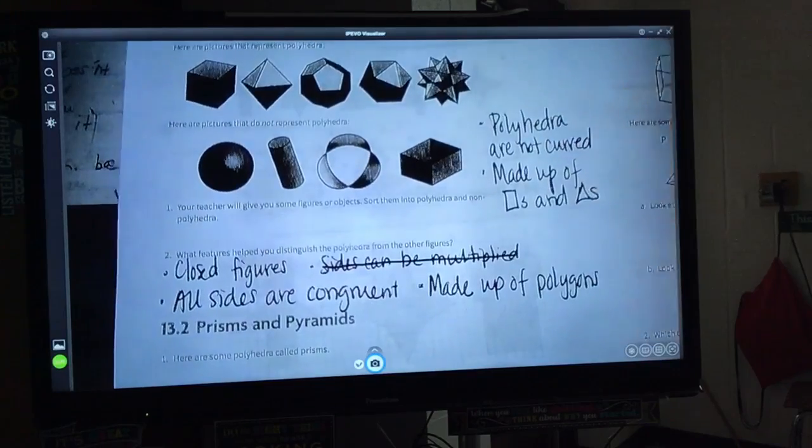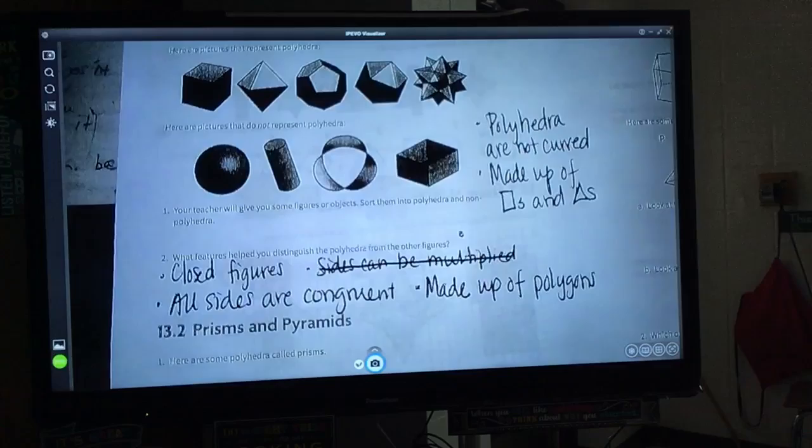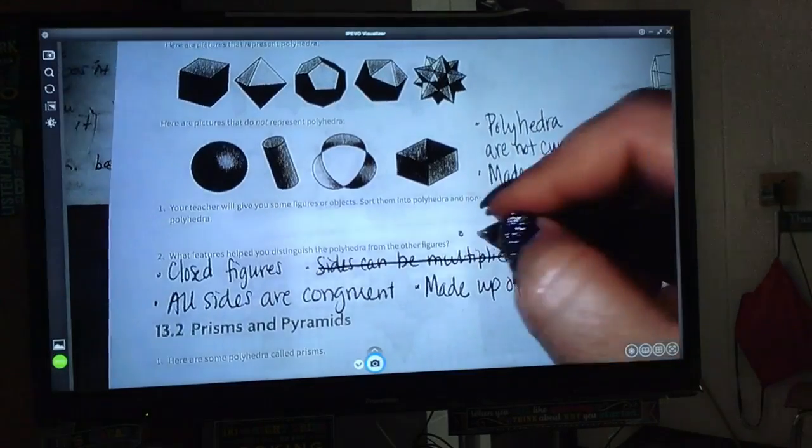Alright, let's get one more. Alright, Luke? The polyhedras have angles. Okay.